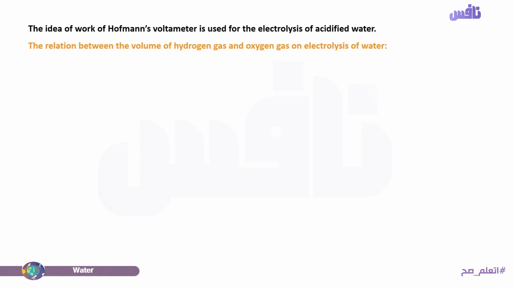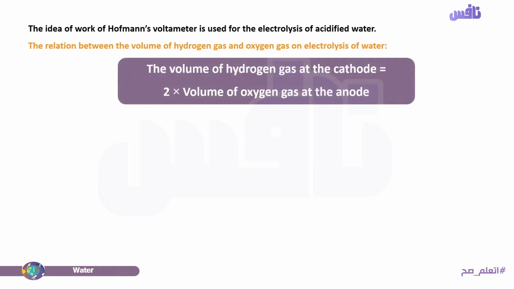The idea of the Hoffman voltameter is used for the electrolysis of acidified water. So what is the idea of the Hoffman voltameter in the electrolysis of acidified water? The relation between the volume of hydrogen gas and oxygen gas on electrolysis of water: the volume of hydrogen gas at the cathode equals 2 times the volume of oxygen gas at the anode.